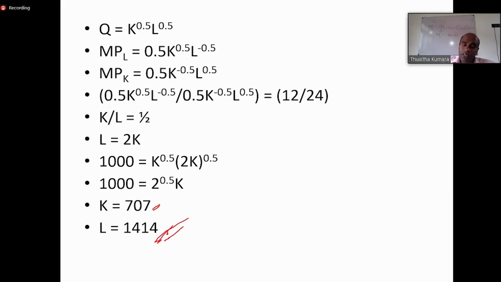To get 1000 units of output, we will be mixing 707 amount of capital and 1414 labor. If you mix this amount of capital and labor, your output will be 1000. And this 1000 will be the optimum, because we are on the expansion path. That is the efficient point. Expansion path means that is the efficient point. A firm will produce only along this line because it is efficient.